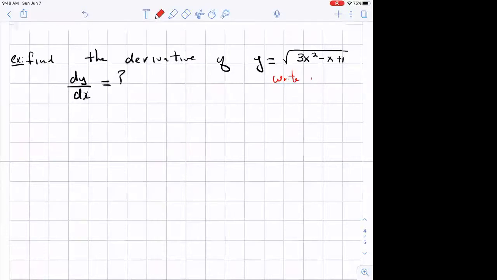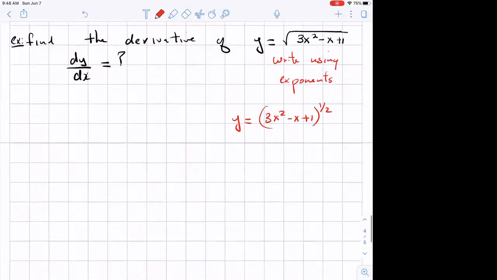Let's see what happens. The hint: write using exponents, because derivative is always subtract 1 from the power. So this is y equals (3x squared minus x plus 1) raised to the 1/2 power. Anytime you have derivatives, my suggestion would be to write it using powers.